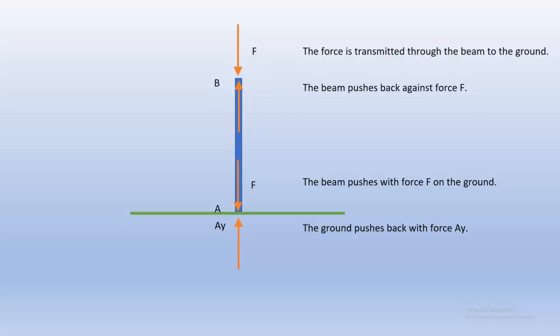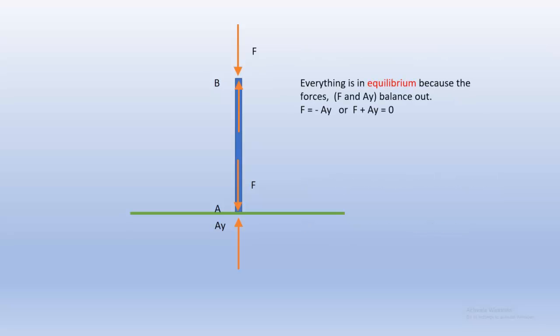the force is transmitted through the beam to the ground at A. Then the ground will push back with an equal and opposite force, let's call it AY, and that force gets transmitted back up to point B. Okay, so now everything is in equilibrium because the forces at F and AY are going to balance out. And what we say is that when things are in equilibrium, they are static. They don't move, they don't change over time.